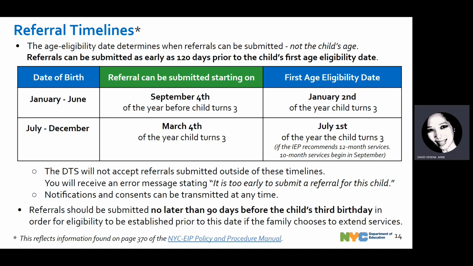For children born between January and June, referrals can be submitted as early as September 4th of the year before the child turns 3. This allows evaluations and CPSE meetings to be completed so that if the child is found eligible, they can begin receiving services by January 2nd of the year that they turn 3. For children born between July and December, referrals can be submitted as early as March 4th of the year that they turn 3. If found eligible for 12 months of special education services, they can begin receiving services by July 1st of the year they turn 3. And if their IEP recommends 10 months of services, they can begin as early as September of the year that they turn 3.